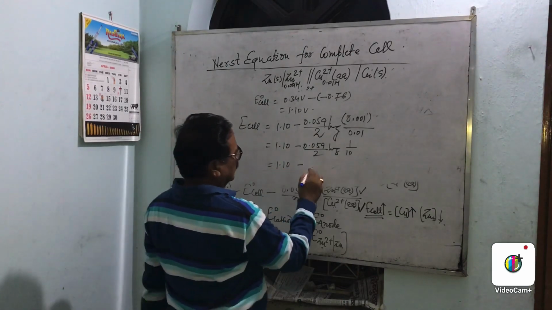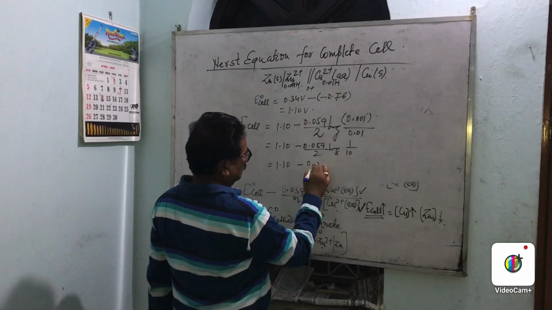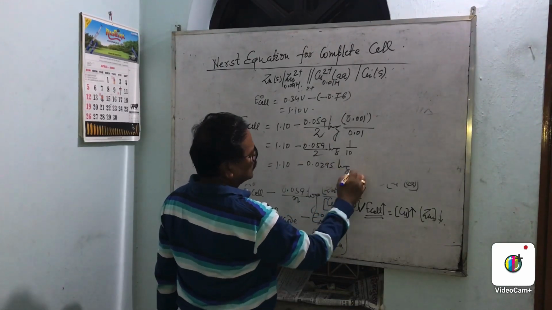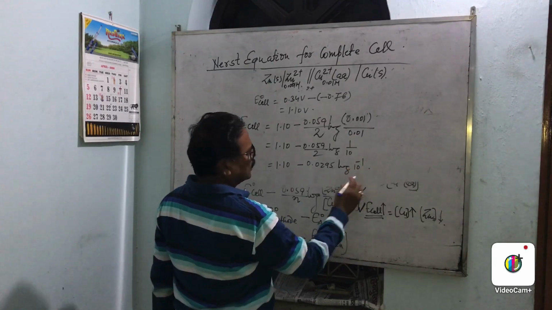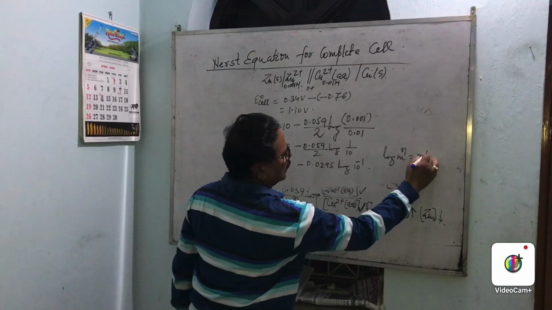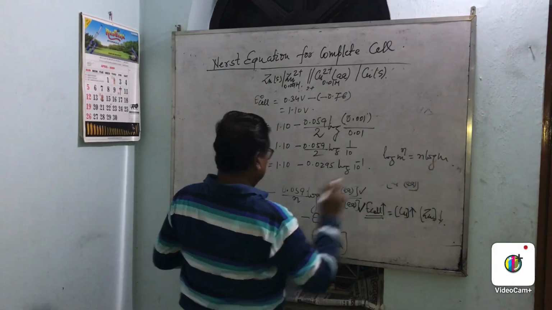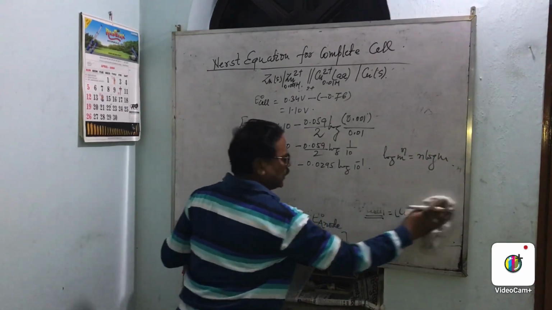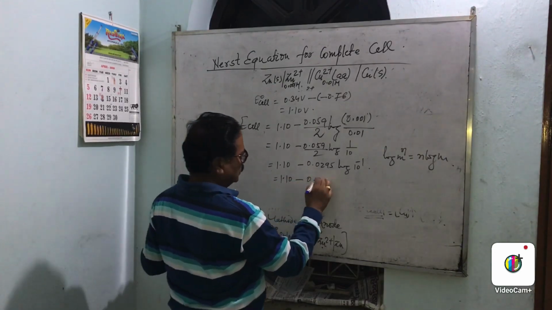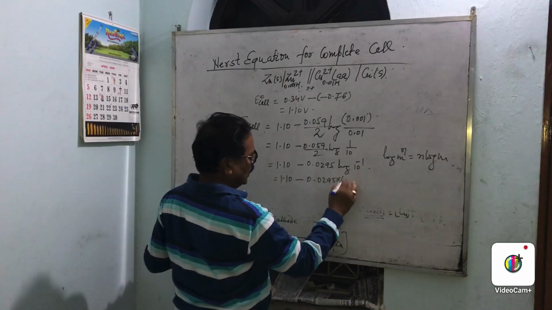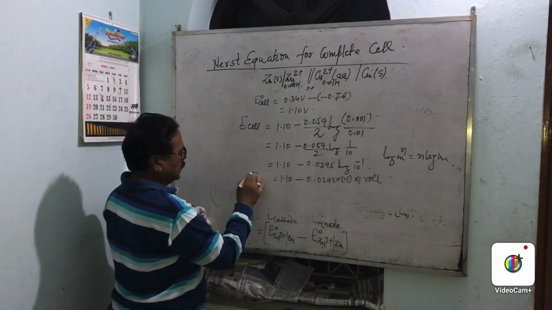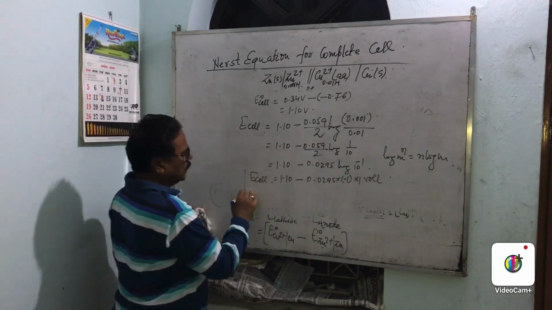1.10 minus 0.0295 on dividing it, and log m per power n, this is 10 to the power minus 1, and log m to the power n, that is n log m. We can write it. So this is the way. So we can put 1.10 minus 0.0295 into minus 1, and on solving, we can get the cell potential of the cell.